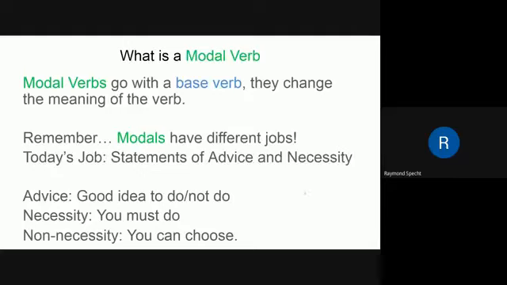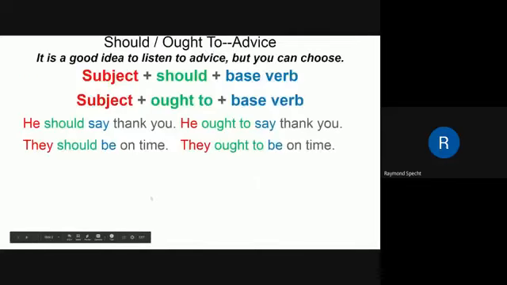All right. What is a modal verb? Modal verbs go with the base verb. They change the meaning of the verb. Remember, modals have different jobs. Today's job: statements of advice and necessity. Advice: good idea to do or good idea not to do. Necessity: you must do it. Non-necessity: you can choose. Okay. Take a few seconds here, look over this slide, and then we will go over it together.